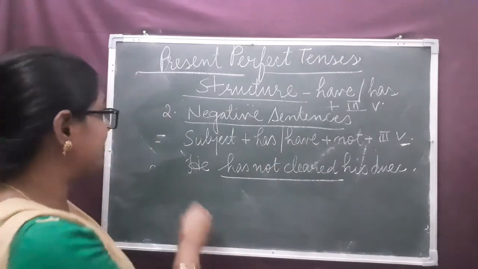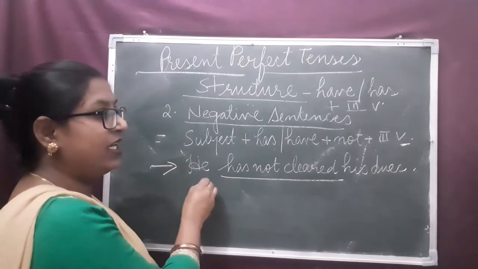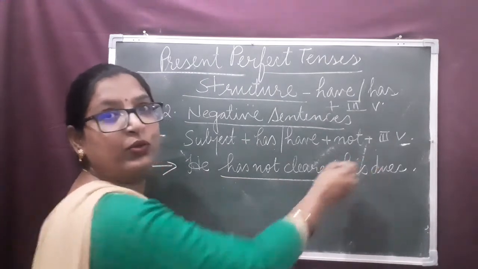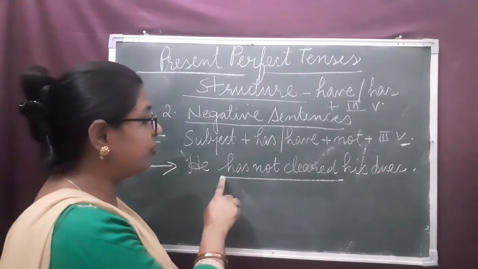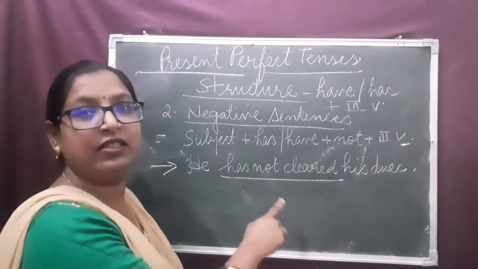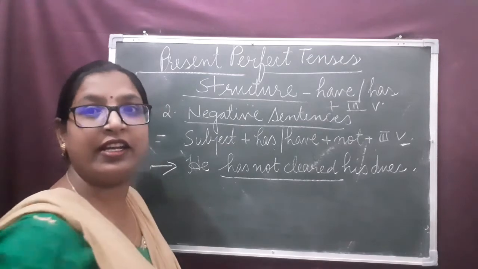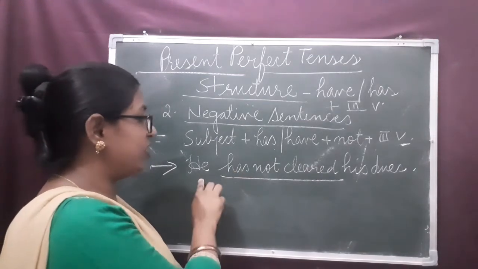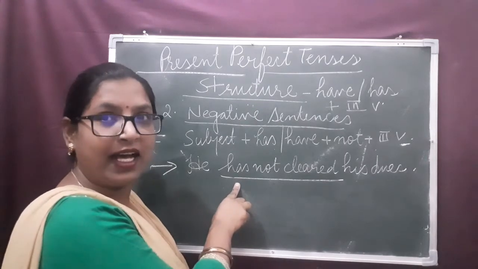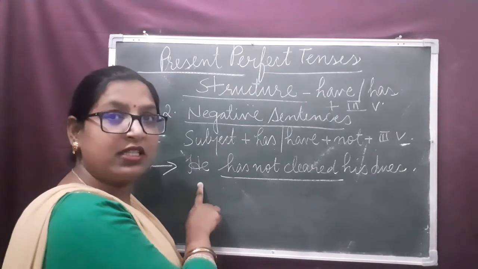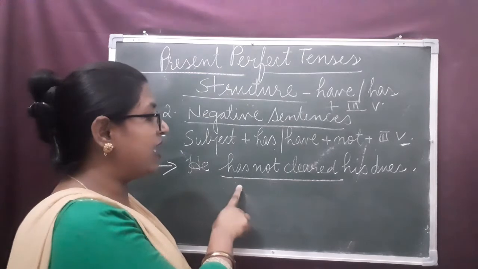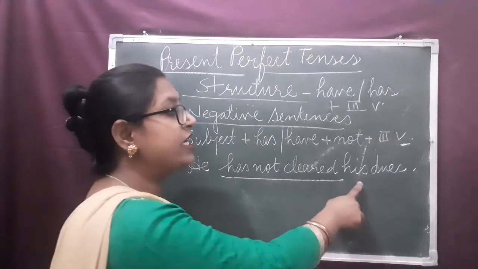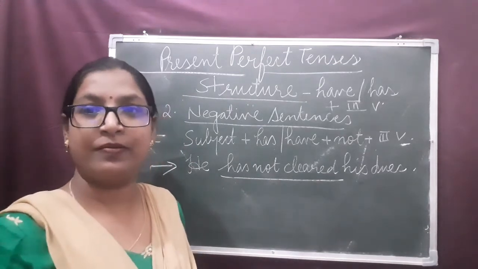Now let's see this example. He has not cleared his dues. What is the verb here? Has cleared. Has not cleared, it is the negative form. Okay, he is the subject. With he, we use the verb has because it is singular in number. He has not cleared, third form of the verb, cleared his dues.